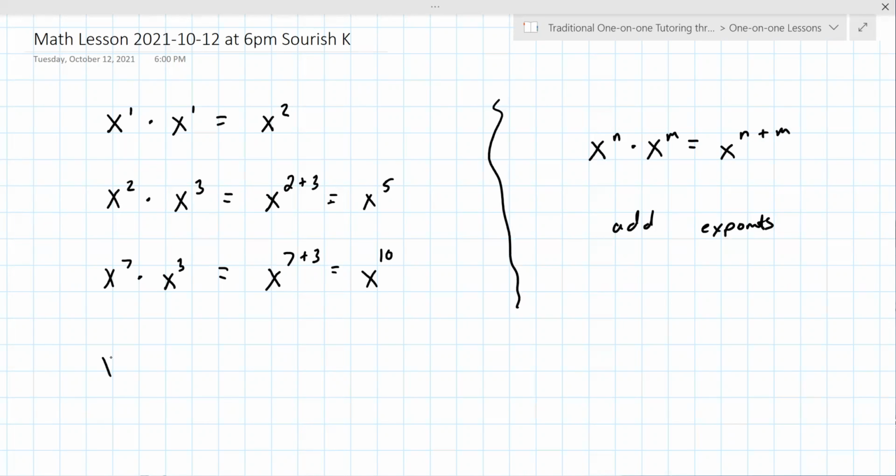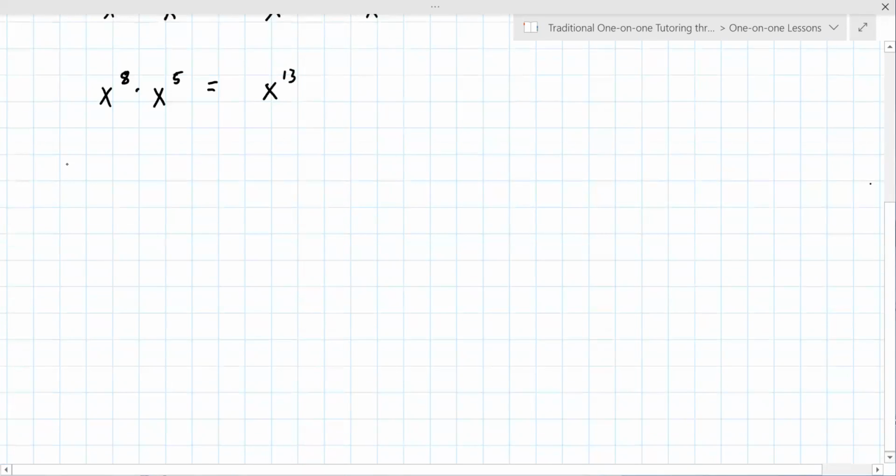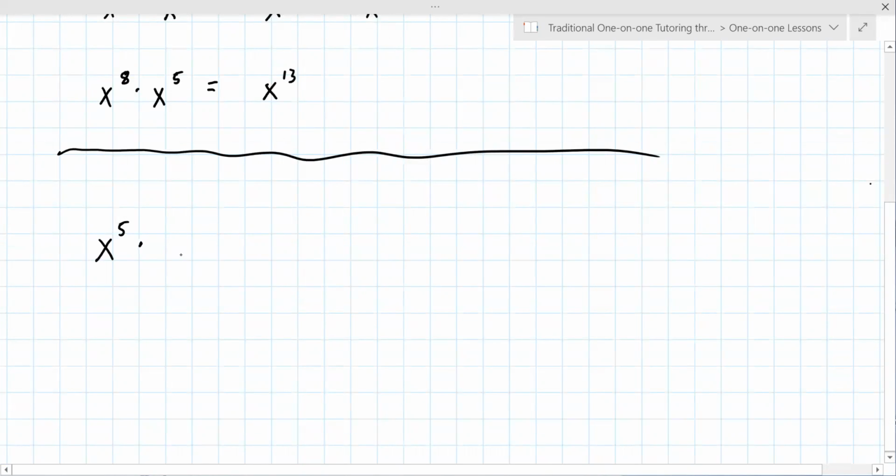Let's try a few more. What is x to the eighth times x to the fifth? x to the 13th. Very good. Okay. Now it doesn't matter whether the exponents are positive or negative. So let's say it's x to the fifth times x to the negative 3. You're still adding the exponents. What does that become?